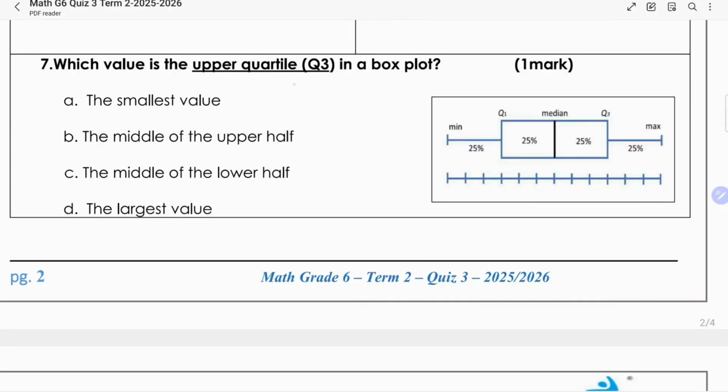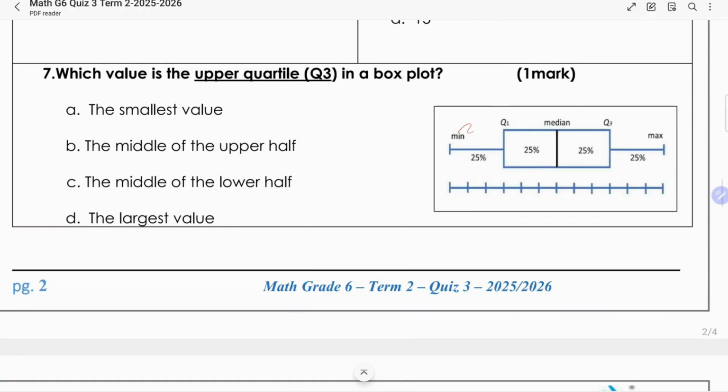Now it says, which value is the upper quartile in a box plot? Is it the smallest value? Is it the middle of the upper half? Is it the middle of the lower half? Is it the largest value? Now, guys, if you just looked at the paper closely, you would have seen that we've got Q3 here. And if you didn't see it, it's not a problem, but you should have already known that Q3 is the third quarter of the data. I don't even need to see Q3 to answer this question, so we know it's B.